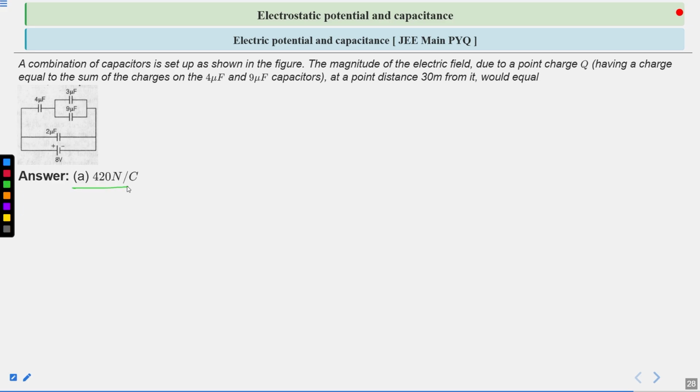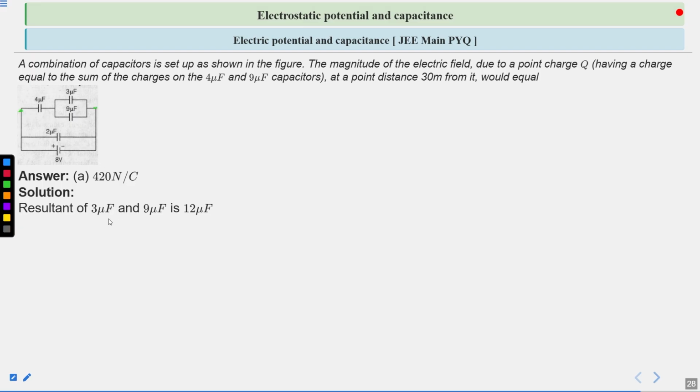Okay, so the correct option is A, 420 Newton per coulomb. Let's see the solution. Firstly, we have to take the resultant to find the charge in this whole branch.